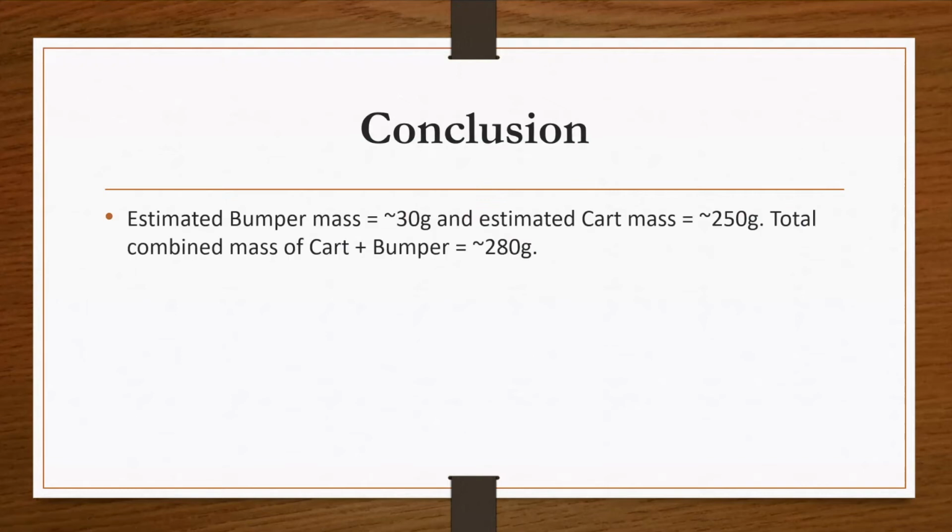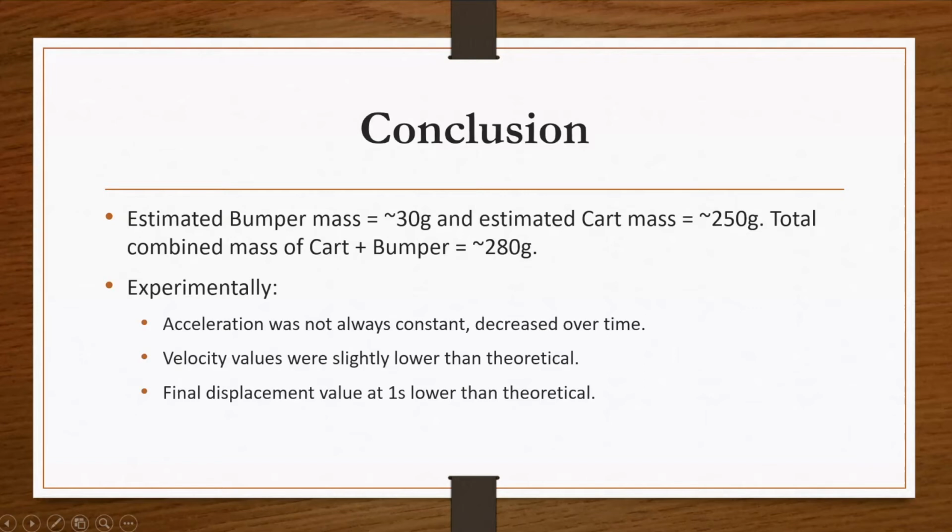To conclude, our estimated bumper mass was around 30 grams and estimated cart mass was around 250 grams, giving a total combined mass of approximately 280 grams. Our theoretical calculated data differed from our measured data in that acceleration never remained constant experimentally due to factors such as air resistance and friction coming into play. Hence, integrating a constant acceleration resulted in velocity values that were generally higher than values obtained experimentally. Further integration results in displacement values that slightly differed between predicted and actual values.